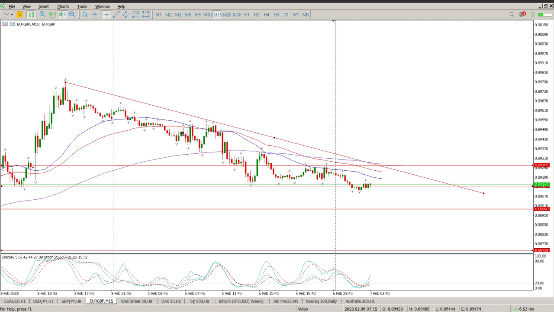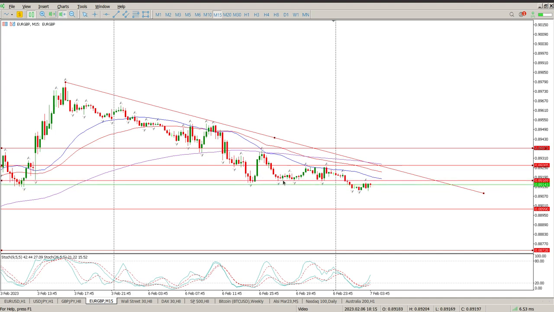Alternatively, what you're looking for is a bit of a rejection. And sorry, I'm going to make it too noisy. So just move this level up. That was the structure. So you're looking for a rejection here for a move down to 0.88990. So those are the two options at the moment, and this one I would watch on the 15-minute. There's a good possibility of picking up a trade to the downside.